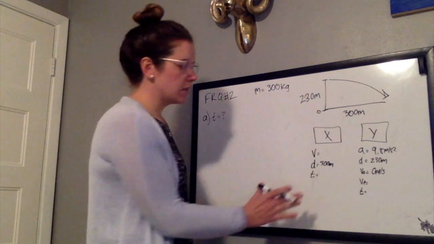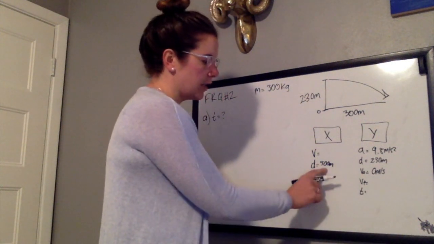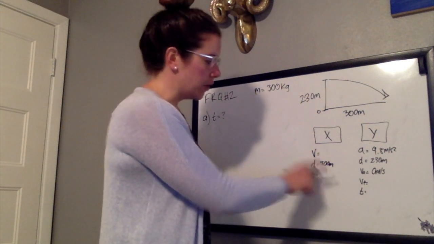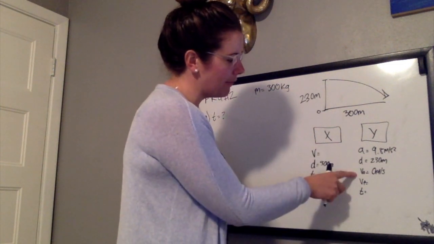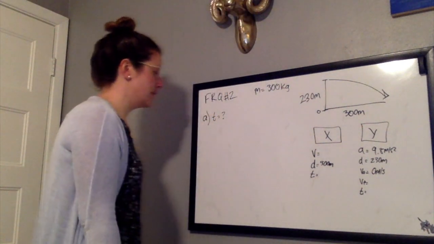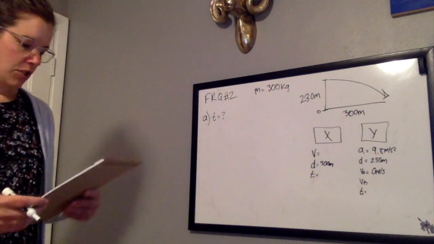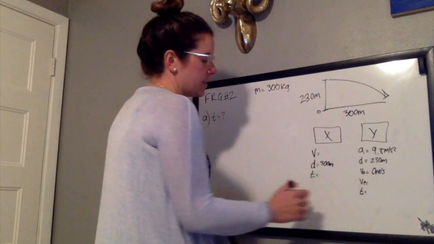It doesn't say if you need to find time in the X or Y direction. You could use either. In the X direction, I have 1 known and 2 unknowns, so that will not help me. Here in the Y direction, oh, I have 3 of these, and I need to find time, so I totally can do this. I'm looking at my equation sheet, and I'm going to use the equation that does not have velocity final in it.